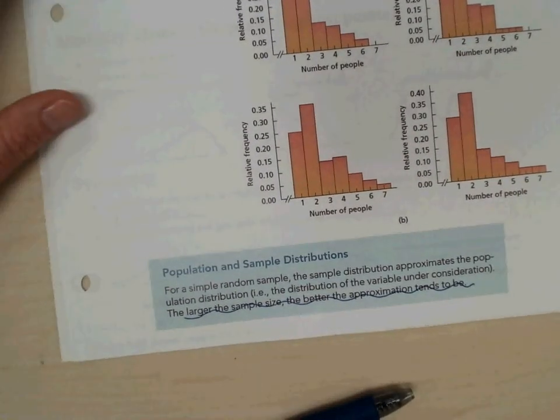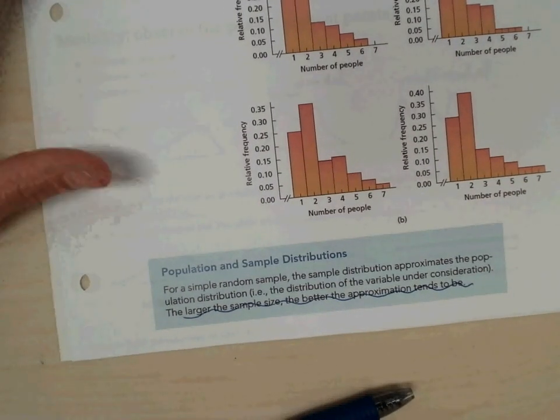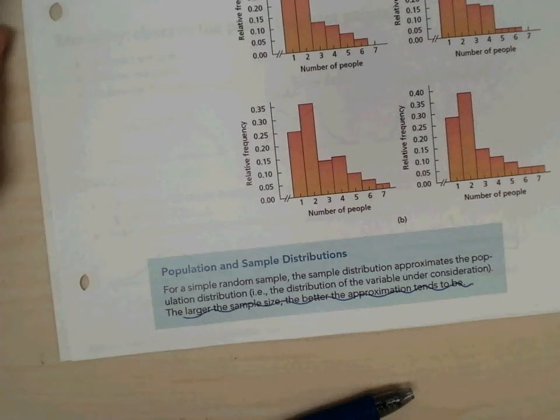Make sense? Makes sense? Great. That's 2.3. 2.4, like I said, sampling distributions.